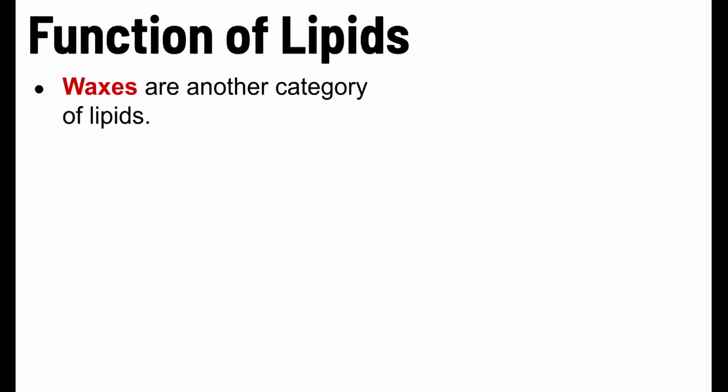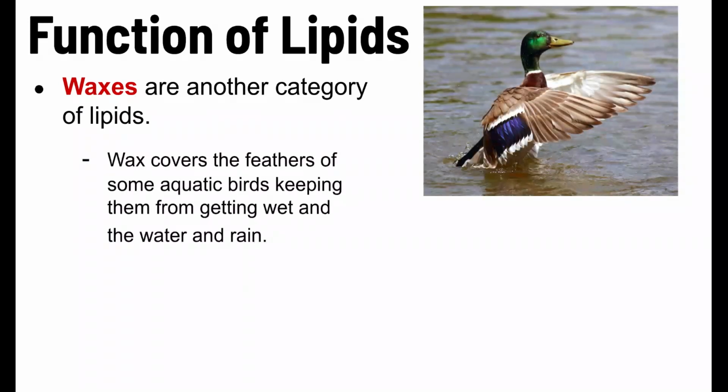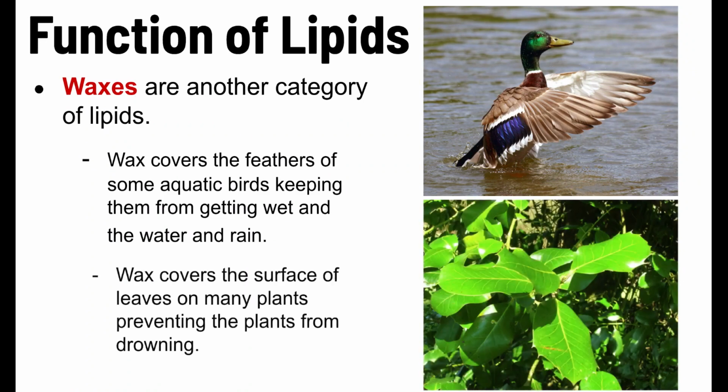Waxes are another category of lipids, and wax covers the feathers of some aquatic birds, keeping them from getting wet when they're in water and rain. And wax also covers the surface of leaves on many plants, preventing the plants from drowning. So to sum up, you've seen the structure of lipids and some of the major functions of lipids.